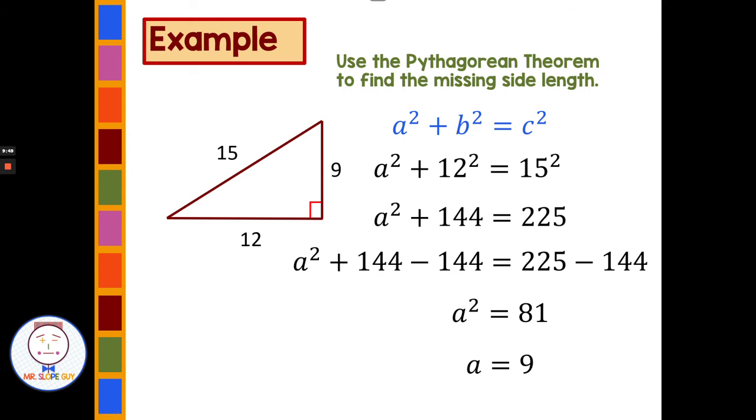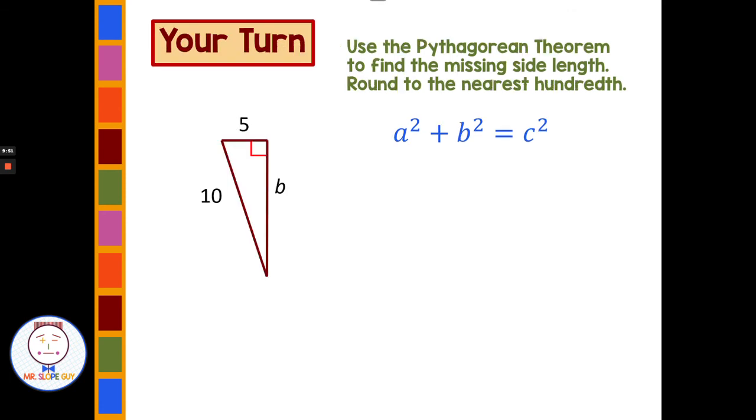All right, you guys ready to try one where they gave you the hypotenuse and you need to find the missing leg? All right, substitute in, pause the video here, and find the missing leg.